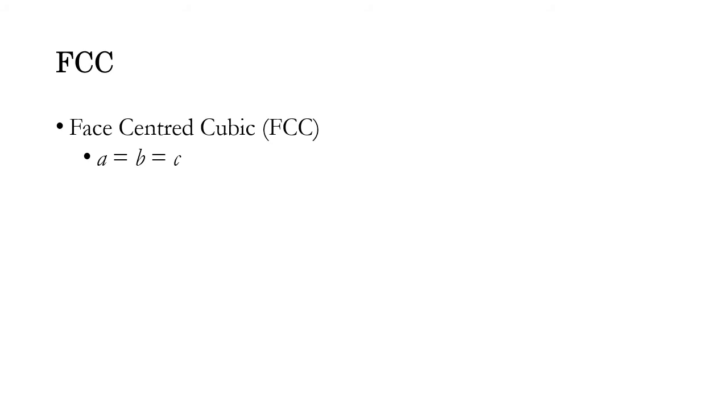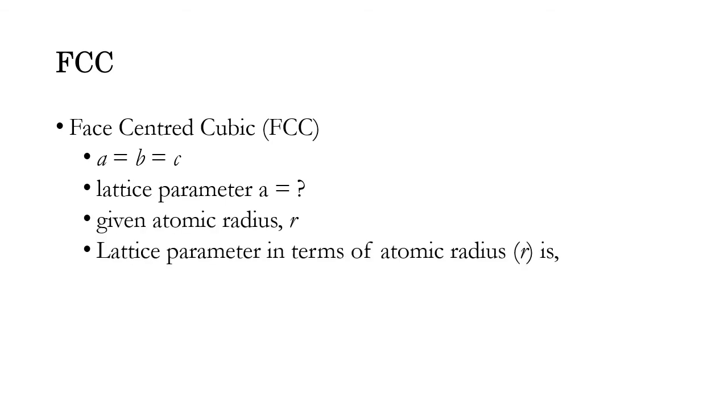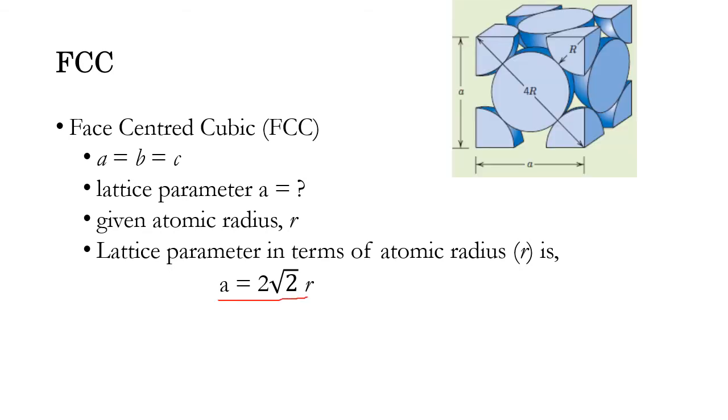As this crystal structure belongs to the cubic system, all the edge lengths are the same and all the angles are right angles. Again, we want to derive the same relationship that we derived in the body-centered cubic crystal structure, and this relationship is between the edge length or lattice parameter a and the atomic radius r, and this relationship is given as a equals 2 root 2 r. So let us derive this relationship.